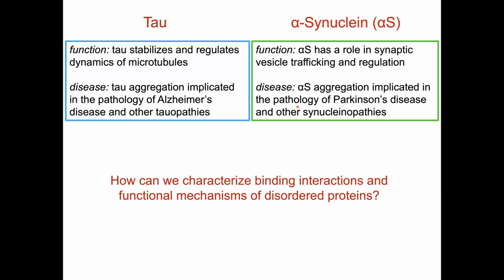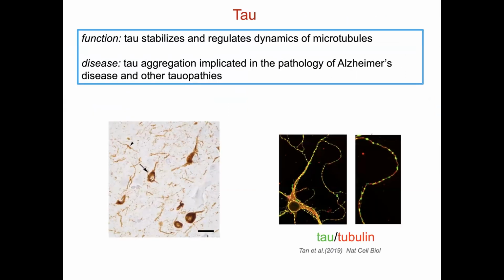So I'd say the question that really motivates the research in my lab, or the talk I want to give today, is: how can we characterize binding interactions and functional mechanisms of disordered proteins? And this is given what we know about them, that they may not become structured when they bind, that they may bind transiently or weakly. And so what are the best tools we can use to try and understand more about these binding interactions? And in tau, I'm going to focus primarily on the functional interactions with microtubules.